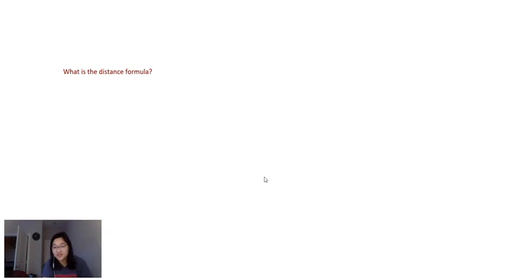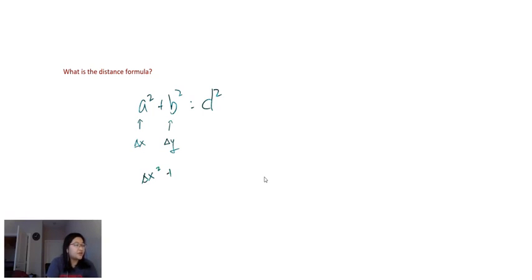It's remarkably similar to the Pythagorean theorem, so you have a squared plus b squared equals c squared, right? Instead of c, let's call it distance, and instead of a and b, we're going to use a change in x and a change in y. So change in x squared plus change in y squared is the distance squared. If we square root all of that, there you go, distance formula.